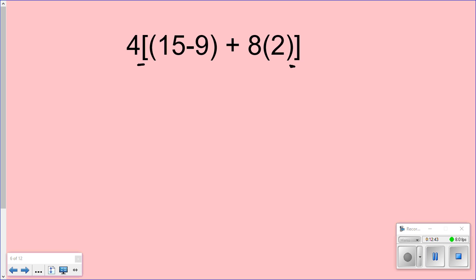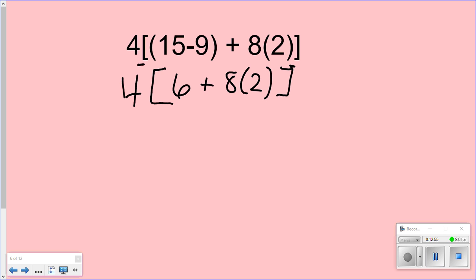Parentheses. Okay, so 15 minus 9. What is that? 6. And then I have 8 plus 2. I'm just going to put everything back in my brackets. Now what's the next thing that's got to be done in my brackets? You have to do everything in your brackets first. Kenna? Yep, 8 times 2, so then I'm left with this, 6 plus 16.